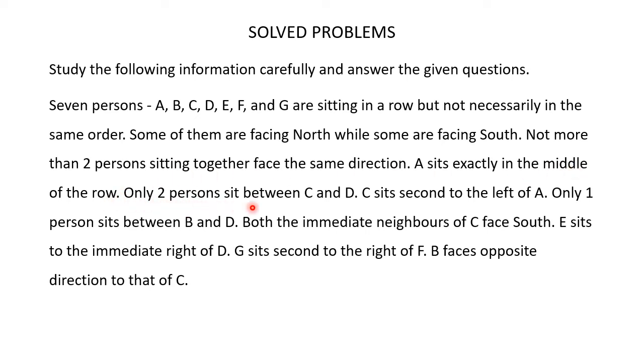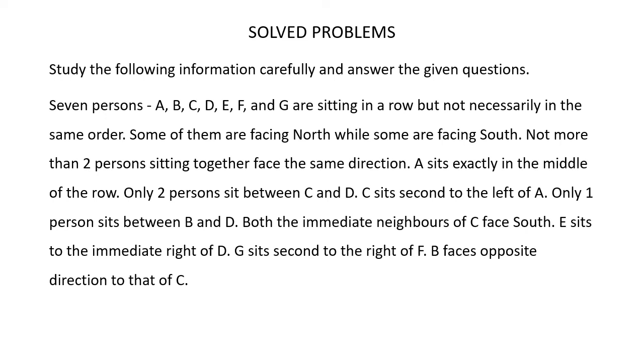Only 2 persons sit between C and D. C sits second to the left of A. Only one person sits between B and D. Both the immediate neighbors of C face south. E sits to the immediate right of D. G sits second to the right of F. B faces opposite direction to that of C.